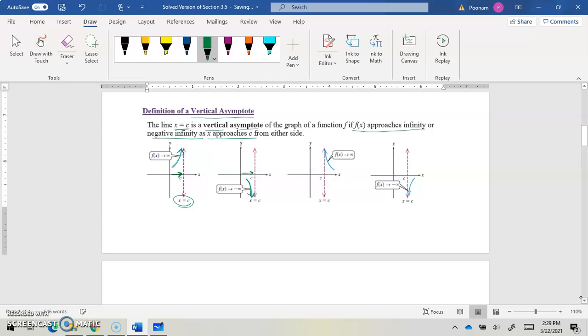Now x equals c, that line is a vertical asymptote. Similarly, if x is approaching c from the right side and the graph approaches infinity, still this is a vertical asymptote. Or x is approaching c from the right side and the graph approaches negative infinity, then also this is your vertical asymptote. So what is the definition? The vertical line x equals c is called a vertical asymptote of the graph if the function approaches infinity or negative infinity as x approaches c from either side.